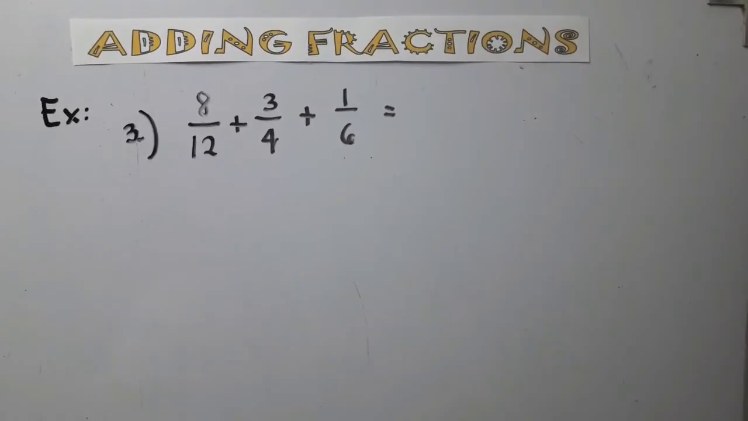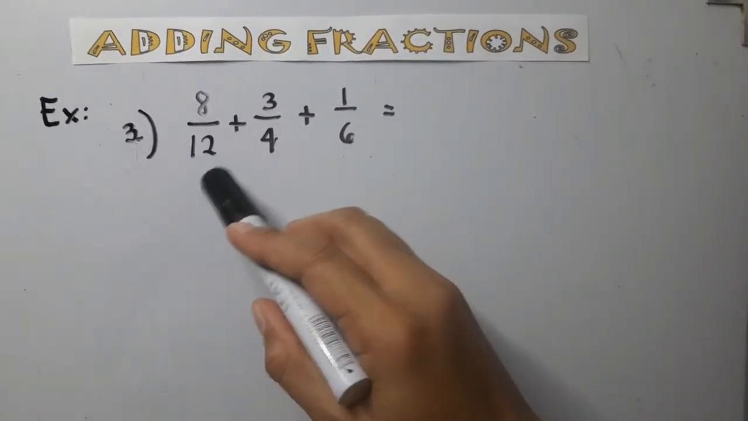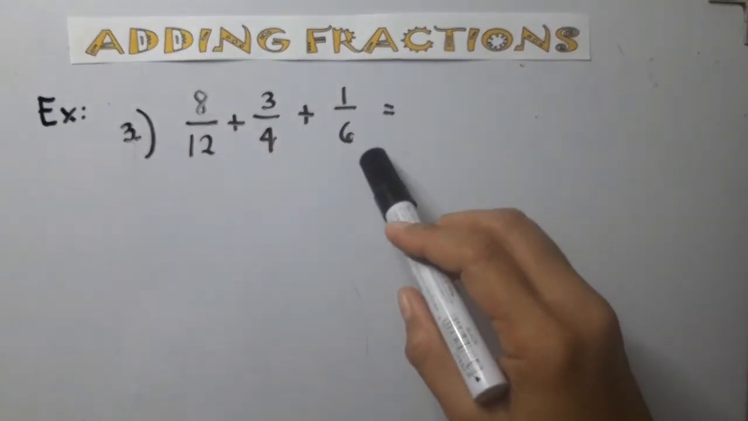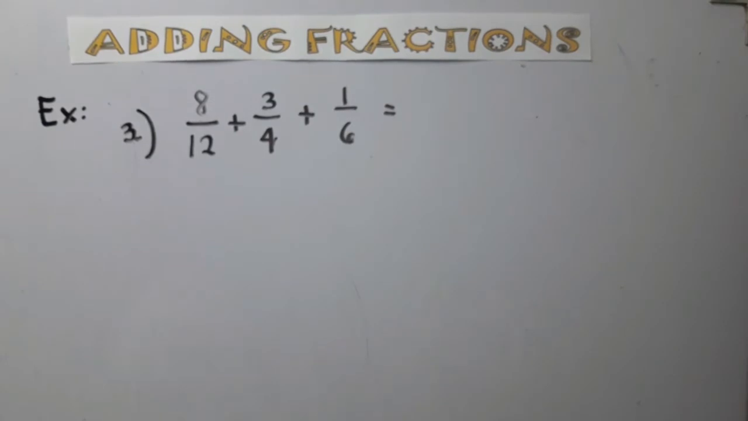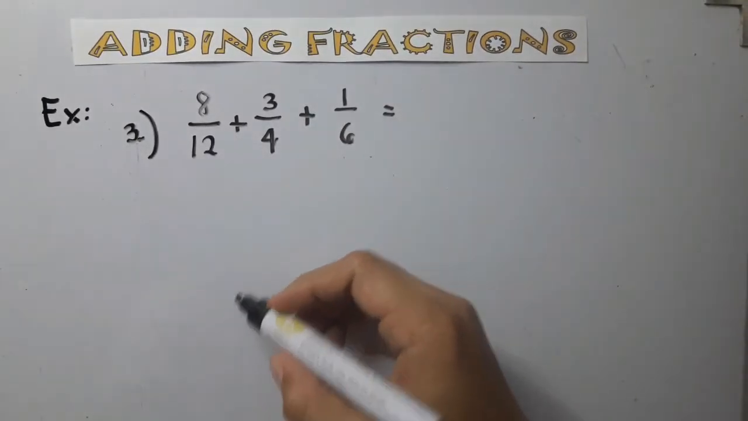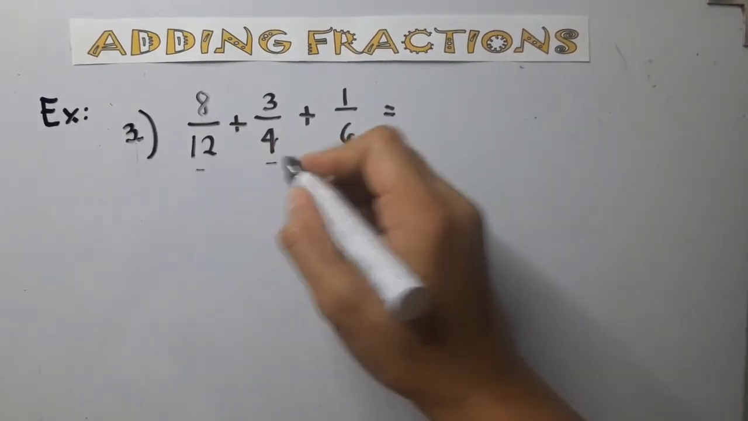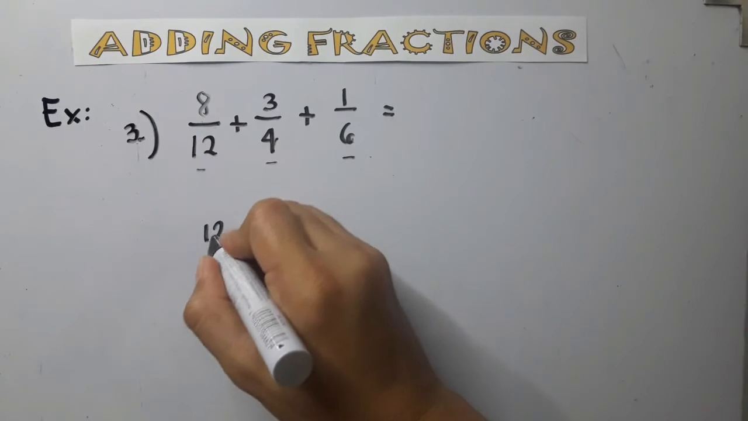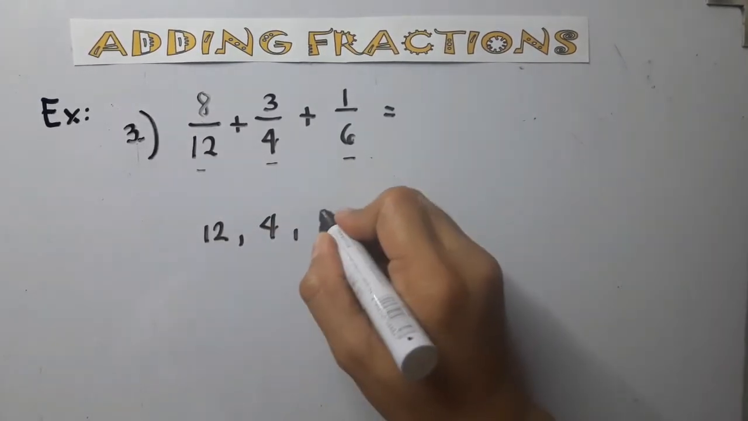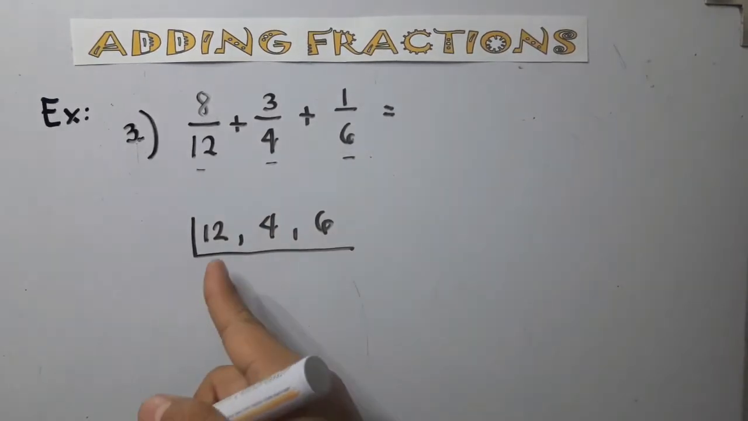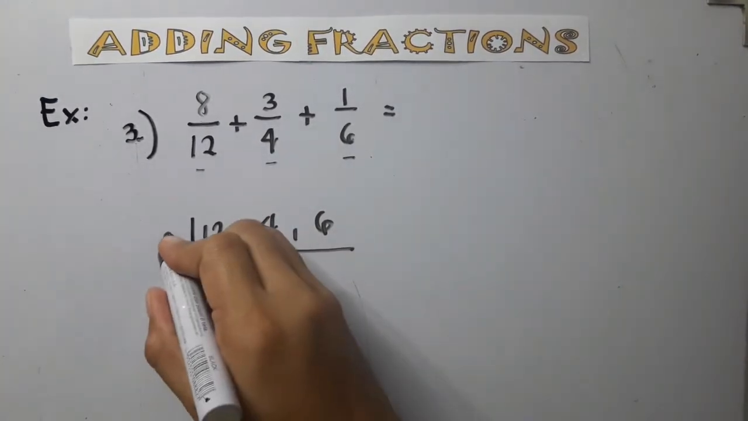Example number 3 is 8 over 12 plus 3 over 4 plus 1/6. The denominators are not the same, they are dissimilar fractions. So we have to make them similar fractions. We're going to find the LCD through the continuous division method. So we will get the denominators. We have 12, 4, and 6. Think of a prime number that we can divide the given numbers. So we can use 2.